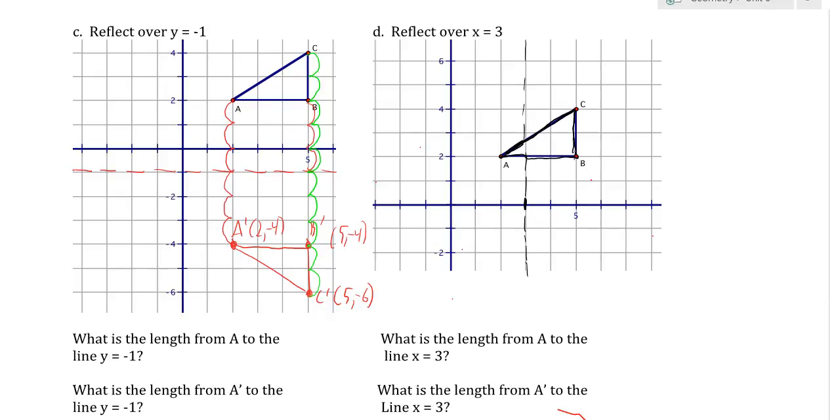So point A is going to reflect over the line this direction for A prime. Point B is reflecting over that line to become B prime. And point C is reflecting over that line to become C prime. So our image is that triangle, with A prime being the point (4, 2), B prime being the point (1, 2), and C prime being the point (1, 4).